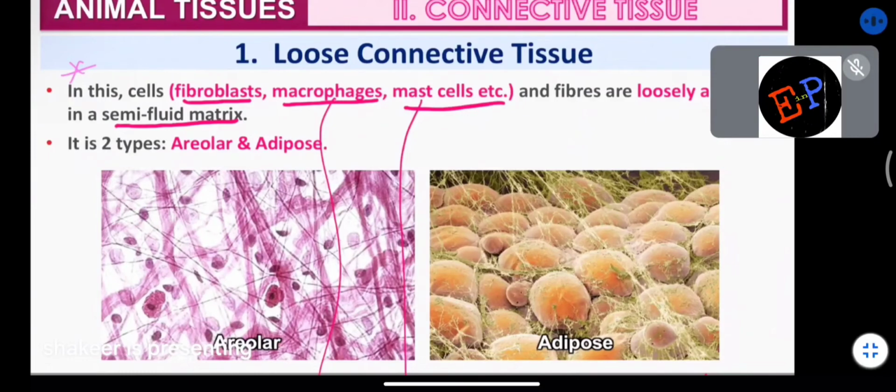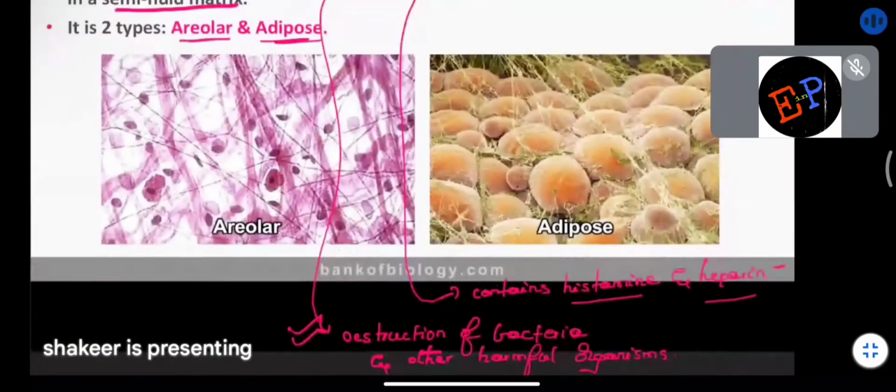Are you able to understand? And this loose connective tissue, again we are dividing them into how many types? Two types: areolar, and the second one is called adipose. Now let us see what is the function of this areolar as well as adipose.